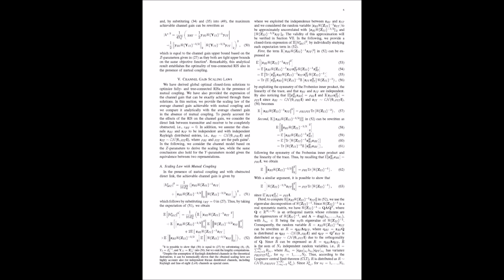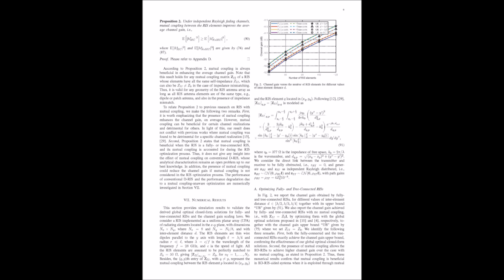One striking observation was that stronger mutual coupling, resulting from closer element spacing on the RIS, actually led to higher channel gain. Really? This really underscores the idea that mutual coupling, when properly managed, can be a valuable asset. Wow. Rather than a liability. It's counterintuitive, but exciting. What else did their simulations reveal?